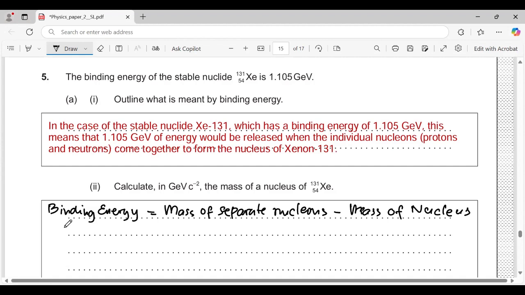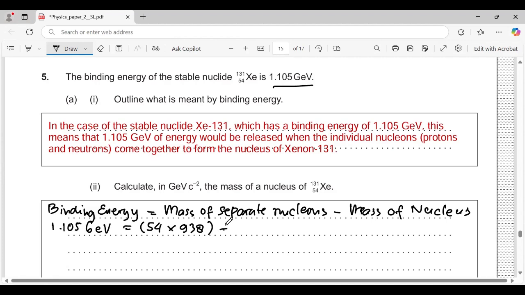Binding energy, according to this information, is 1.105 giga electron volt. But later I will convert this into mega electron volt. The mass of separate nucleons is 54 times 938. 54 is the number of protons in xenon 131, while 938 is the mass of a proton. The unit is MeV c^-2.